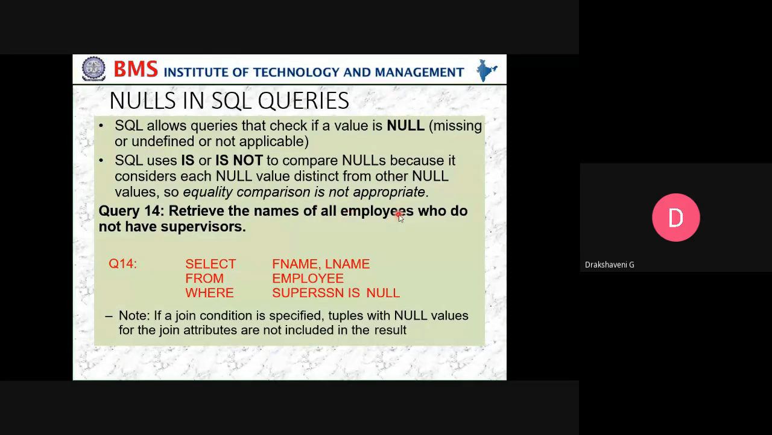Retrieve the names of all employees who do not have a supervisor. Select first name, last name from employee where super SSN is null. So that's where the null is being used.